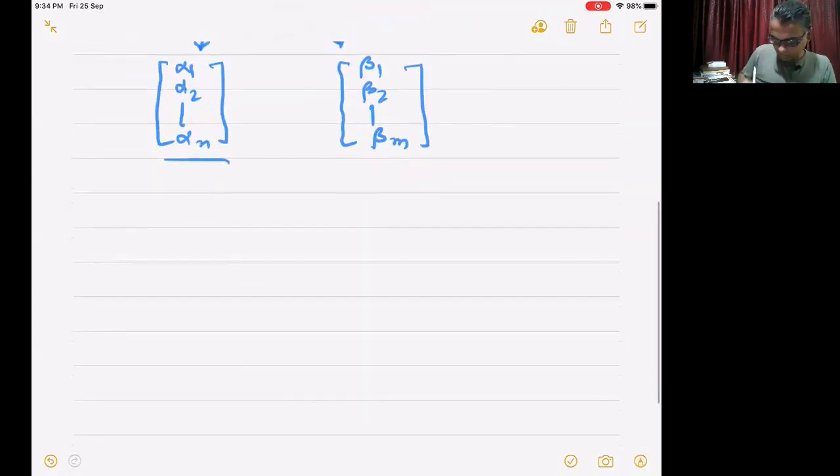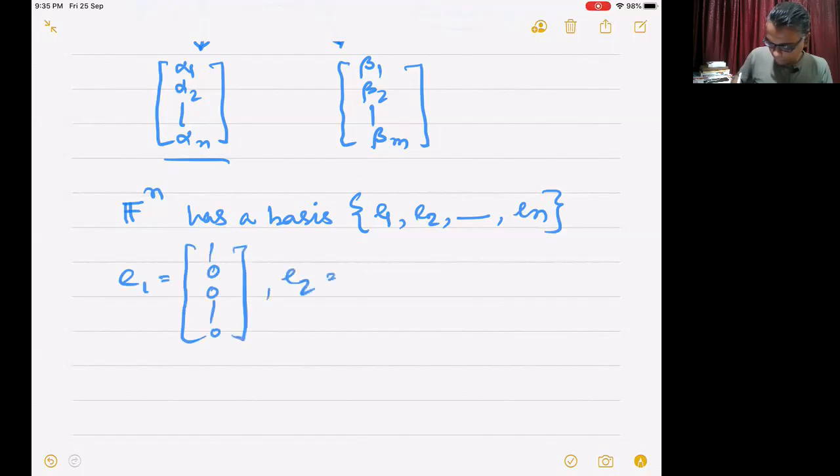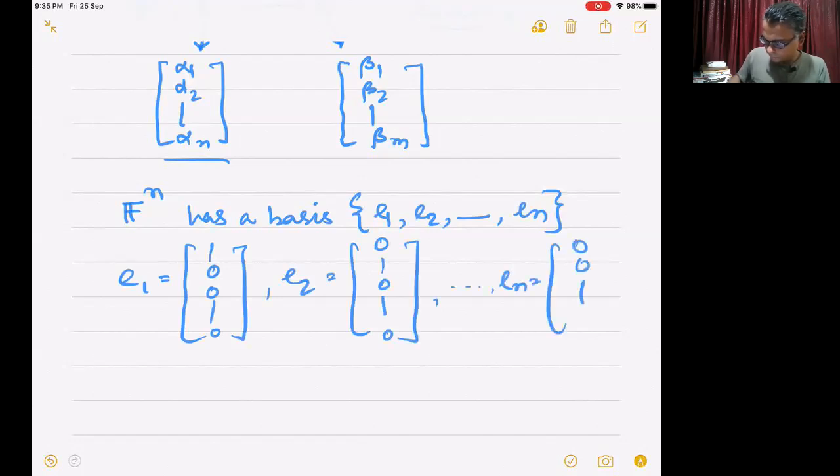So once again, if I have phi, notice that F to the n has a basis, the standard basis given by E1, E2, up to En. What is E1? E1 is this basis vector. E2 is this basis vector. En is this basis vector.